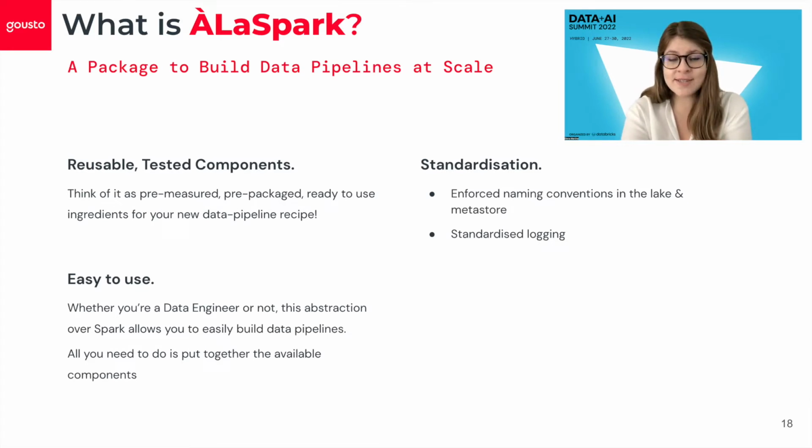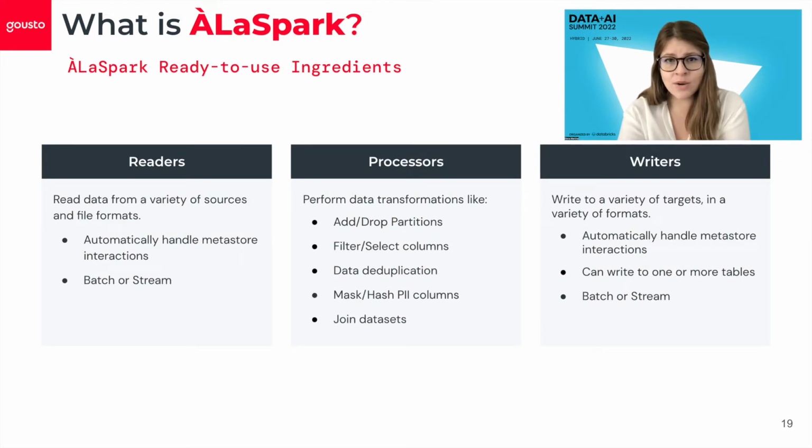All of these components provide standardized logging, enforce naming conventions, and automatically handle metastore interactions where needed. They're also relatively easy to use. Whatever your background, this will simplify the process of getting the data where you need it. ALaSpark has allowed Gousto's engineers to focus their efforts on building robust pipelines rather than rewriting unmanageable code. But let's start by taking a look at what these ALaSpark components are.